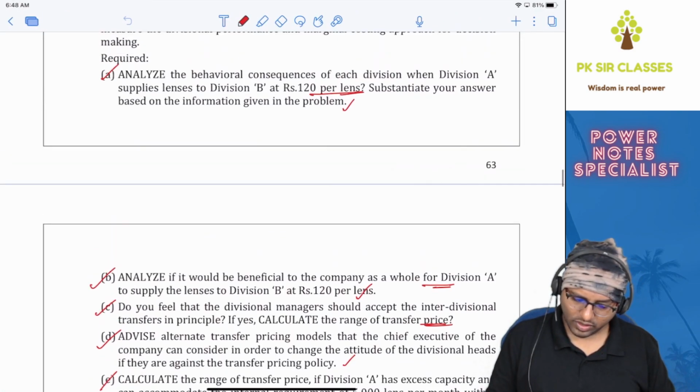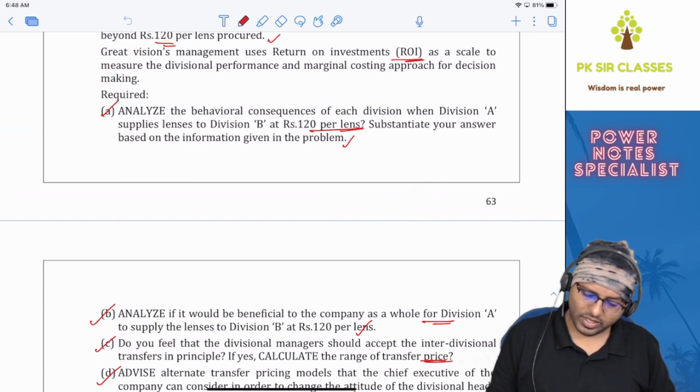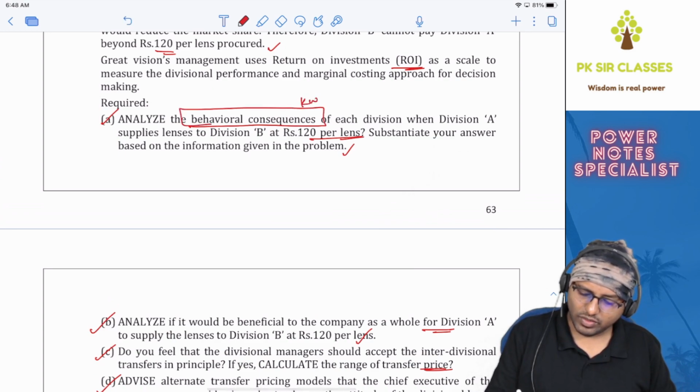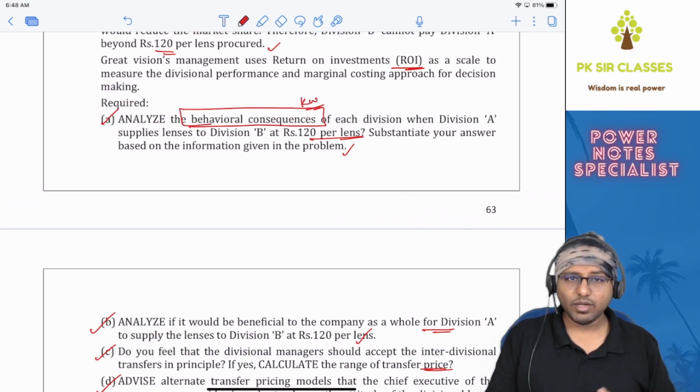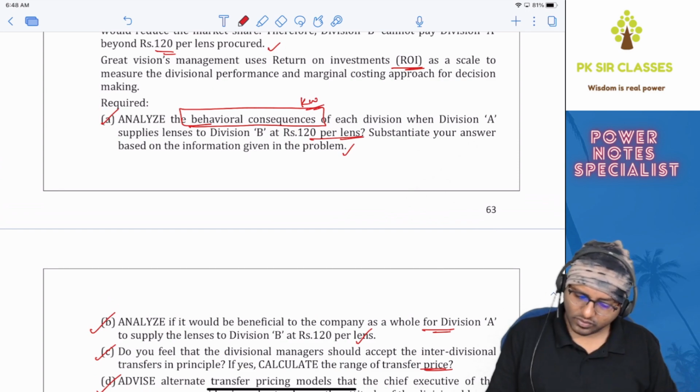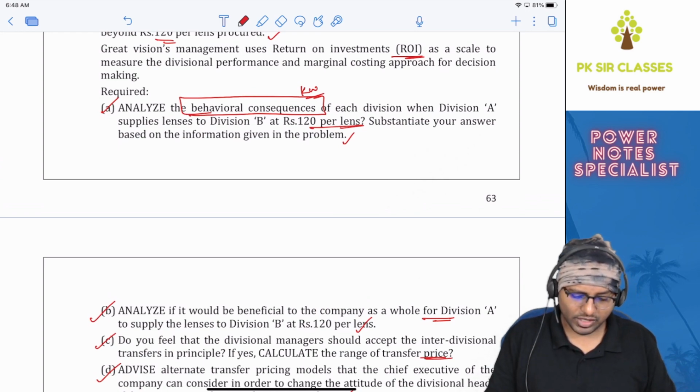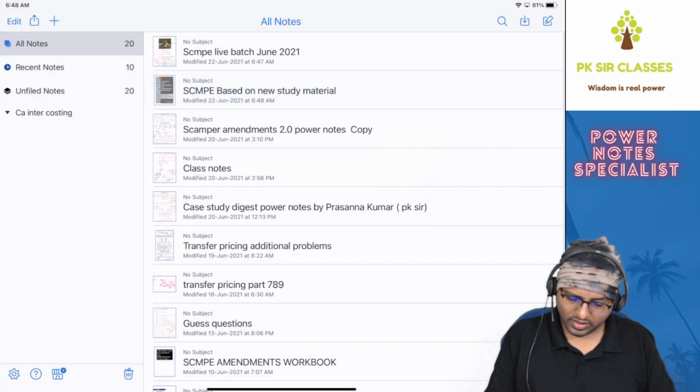Okay, so basically look at the question. First one is analyze the behavioral consequences of each division. Now this is the keyword over here. Behavioral consequences means how the human being will react basically. What is he going to do? That's how the logic comes. So of each division, when division A supplies lenses to division B at 120 per lens, substantiate your answer based on the information given in the problem.